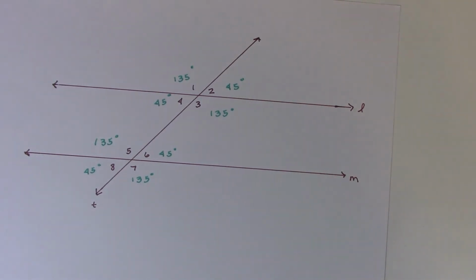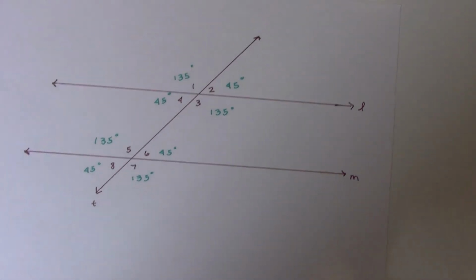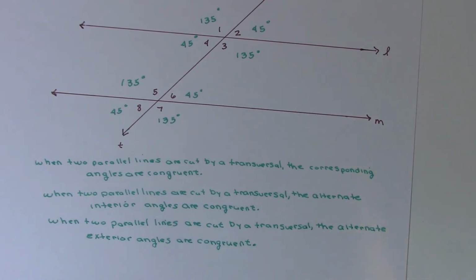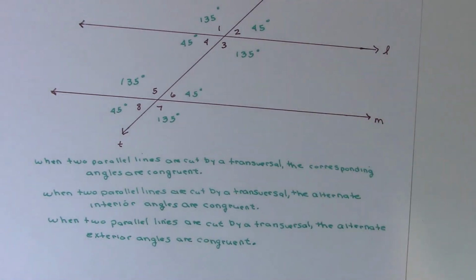They'll be able to see that our alternate exterior angles, like angle 1 and angle 7, are congruent to each other, and they'll also see that angles 4 and 6, the alternate interior angles, are congruent. Okay, at this point, these are conjectures. They're observations that the students made, and then you can go ahead and prove these. But initially, let the students make the observations before you prove the theorems.